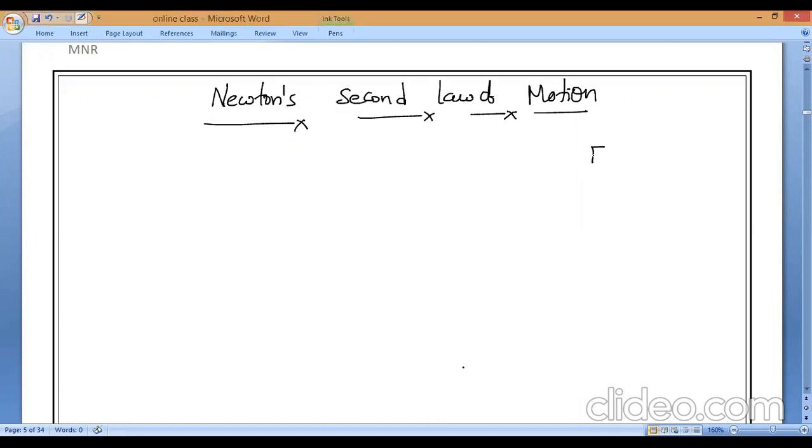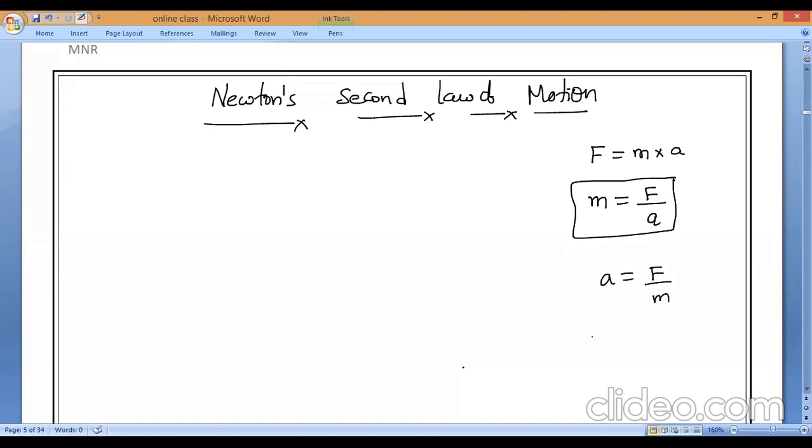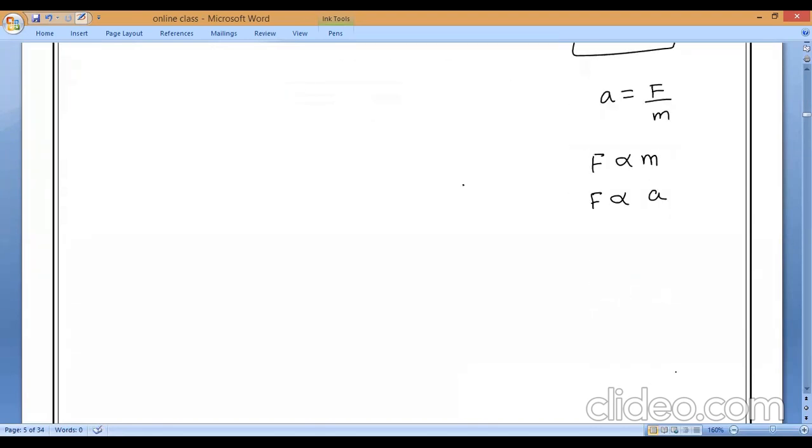So force F equals, it is a product of two things, that is mass into acceleration. Same way, mass and acceleration both are inversely proportional to each other. Is it yes or no, guys? Or else we can say acceleration equals force by mass. So force is directly proportional to mass, force is directly proportional to acceleration, but mass and acceleration, how is the relation, Hari? Mass and acceleration are inversely proportional to each other. So this is what we found in the last class.